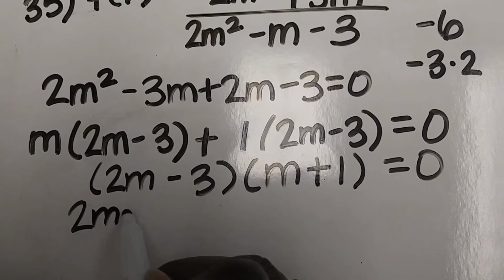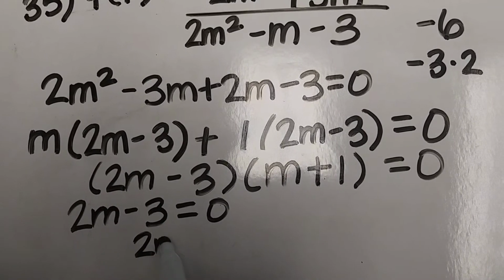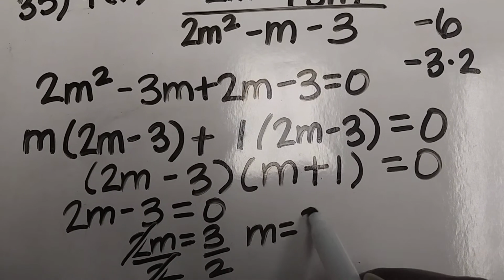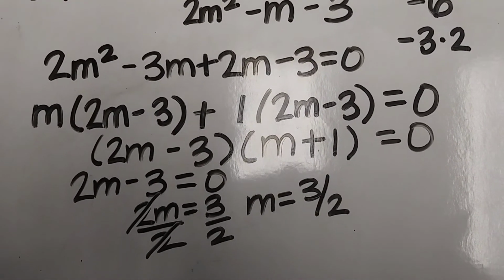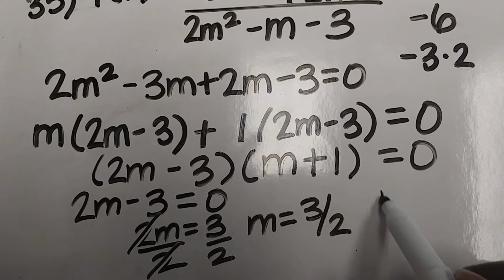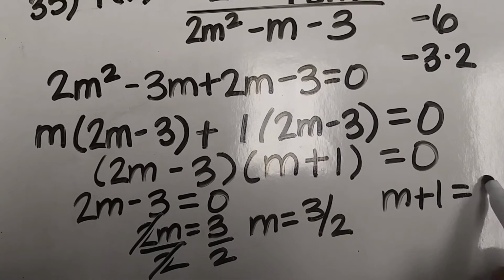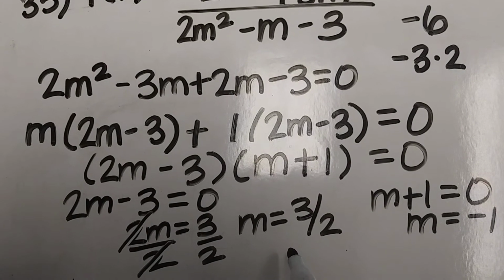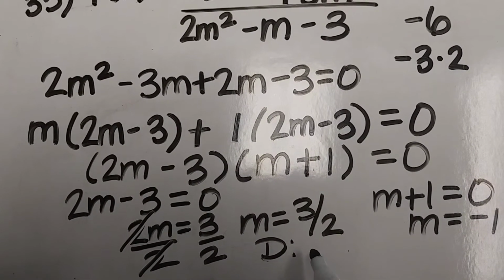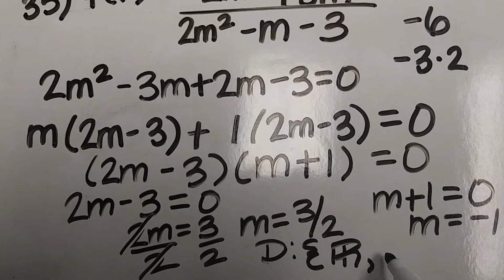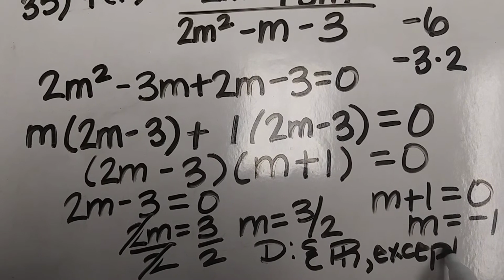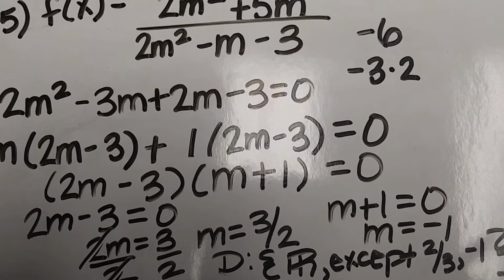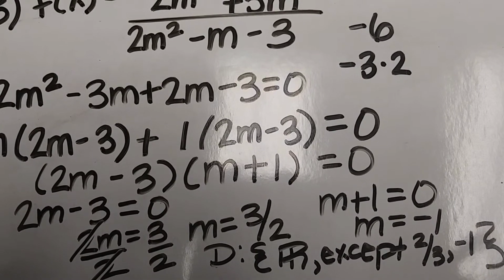I have 2m minus 3 equals 0. 2m equals 3. Divide by 2. So m equals 3 halves. Then you have m plus 1 equals 0. So m equals negative 1. So what does this mean? This means for my domain, I can use any number I want except 3 halves and negative 1.